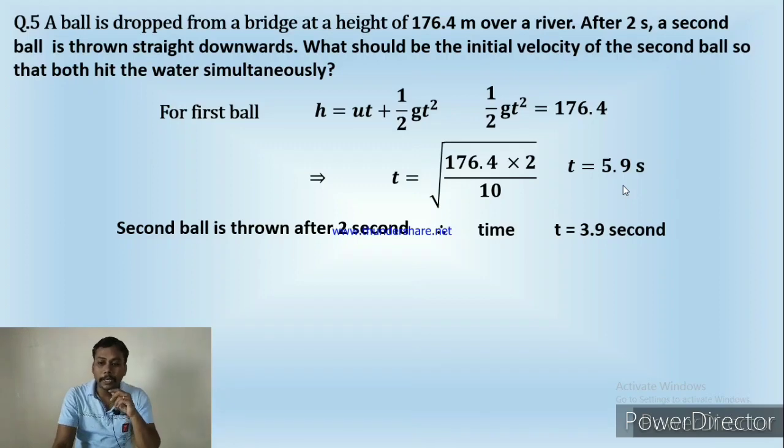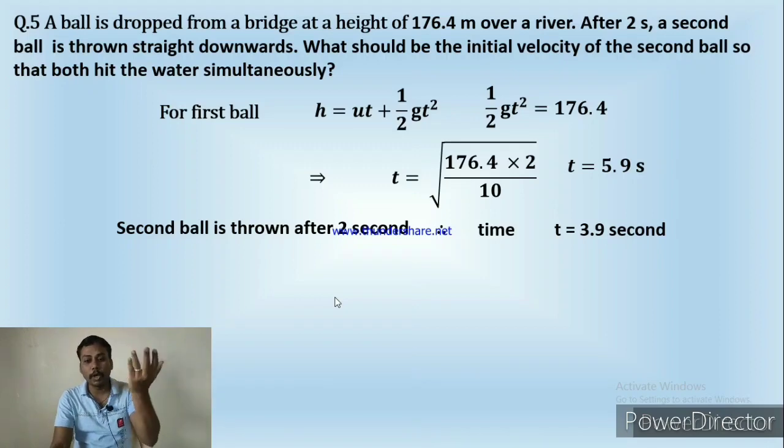But in this example, it is given that the second ball is thrown after 2 seconds. So the time for the second ball is 5.9 minus 2, so 3.9 seconds. So t is 3.9 seconds for the second ball, which is thrown after 2 seconds.